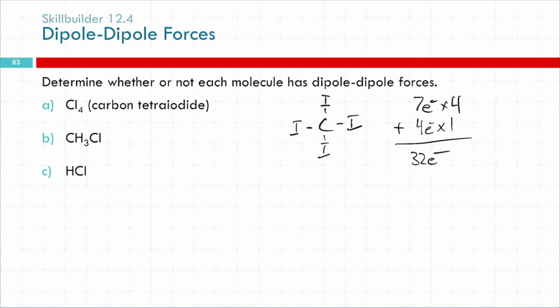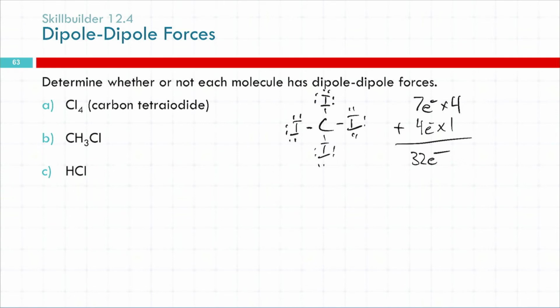So we've already used 8. 1, 2, 3, 4, 5, 6, 7, 8, 9, 10, 11, 12, 13, 14, 15, 16, 17, 18, 20, 21, 22, 23, 24, 25, 26, 27, 28, 29, 30, 31, 32. Sorry, I counted 1 for the bonds. Okay, so we've got all of these.